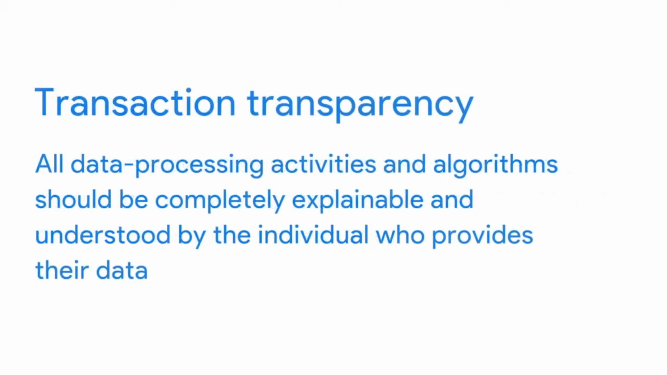Next, we have transaction transparency, which is the idea that all data processing activities and algorithms should be completely explainable and understood by the individual who provides their data. This is in response to concerns over data bias, which we discussed earlier is a type of error that systematically skews results in a certain direction. Biased outcomes can lead to negative consequences, so to avoid them, it's helpful to provide transparent analysis, especially to the people who share their data. This lets people judge whether the outcome was fair and unbiased, and allows them to raise potential concerns.